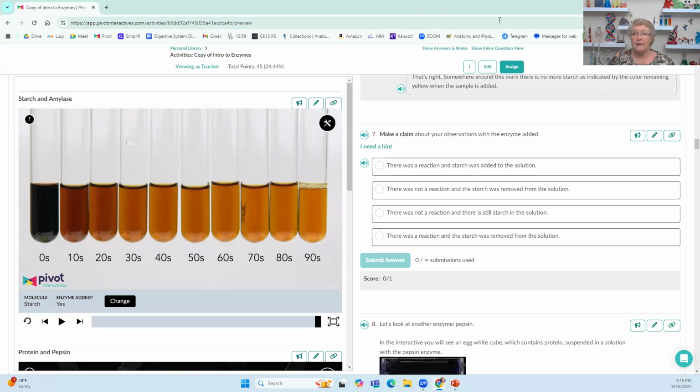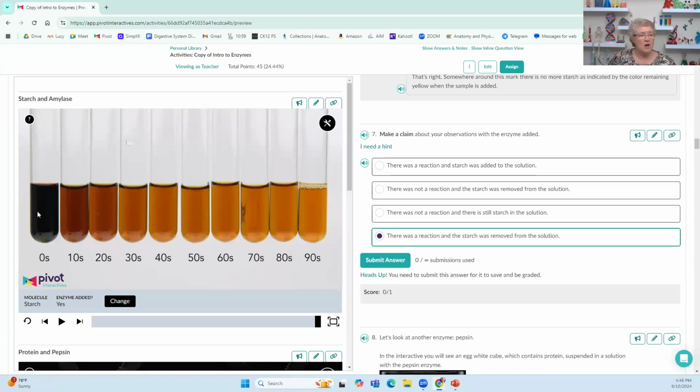Yeah, there was a reaction. We can see the color difference. We can definitely see that there was a reaction. So by process of elimination, we get rid of the 2 that say there was not. There was a reaction when starch was added to the solution, or there was a reaction and starch was removed from the solution. Which is correct? Removed. Yes, the starch was removed.